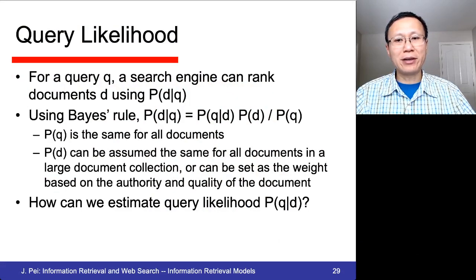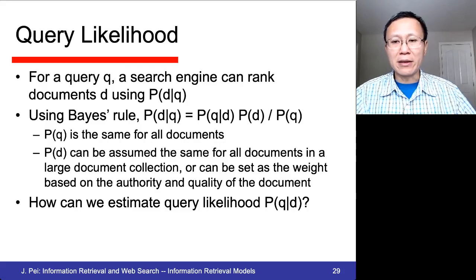For a query Q, one intuitive idea for a search engine to rank the documents is to compute something like the probability of D given Q, where D is a document and Q is a query. The intuitive idea behind this probability is that, given that Q represents the information need, what's the probability of D being the representation?